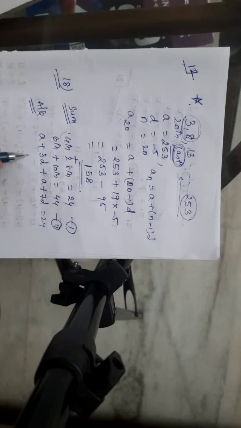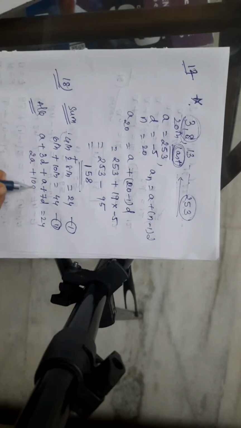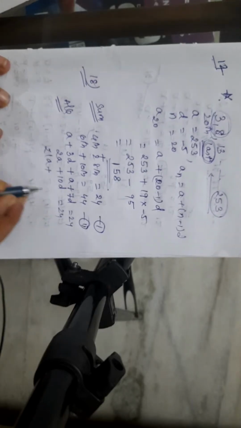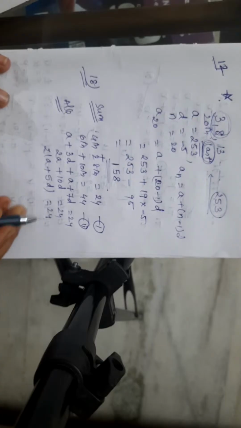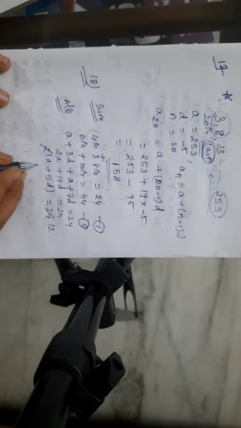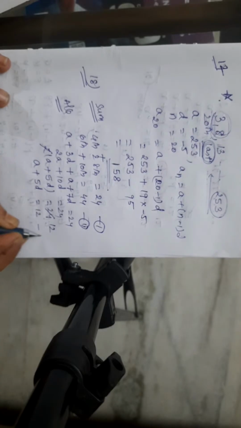Now a plus a will be 2a, and 3 plus 7 is 10, so 10d is 24. 2 can be taken common from the whole, so let's take 2 common. So it is a plus 5d, since 2 fives are 10, is 24. Divide them, so it gets cancelled. Finally we are left with a plus 5d equal to 12. This is our first equation.